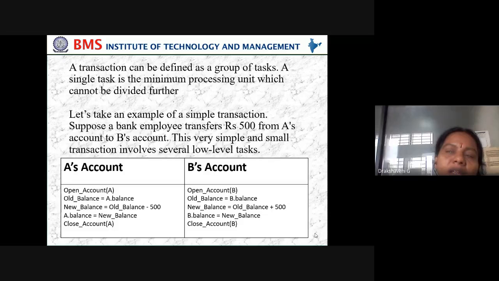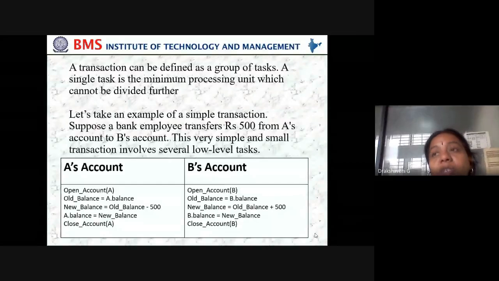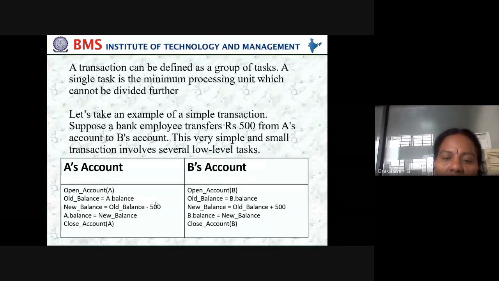First, you have to see where account A is, the address of that, then read what the balance is, then subtract from A. When you subtract 500 the balance will change, so update that balance, then close. So this is just for one transaction, taking a value from A, then transferring that to account B. So that's what the B account will be doing.